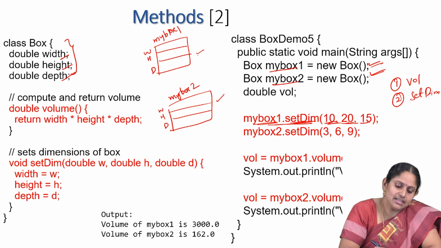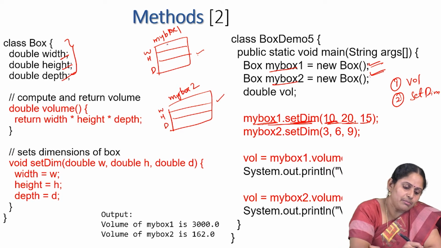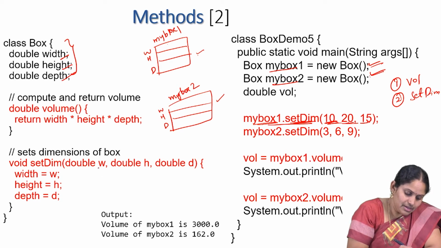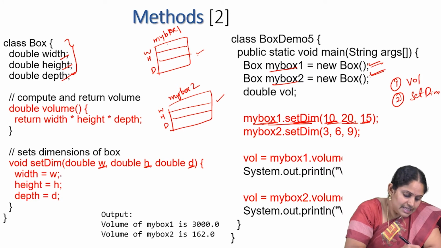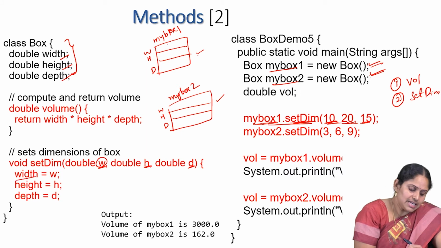So 10 will be assigned to myBox1's width. Here, this 10 is passed to W, 20 is passed to H and 15 is passed to depth D. Inside that method, whatever value was obtained in W has been assigned into width. So myBox1's width will be stored as 10.